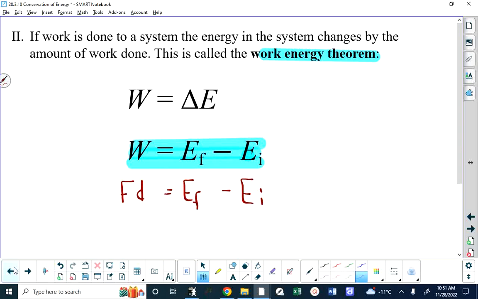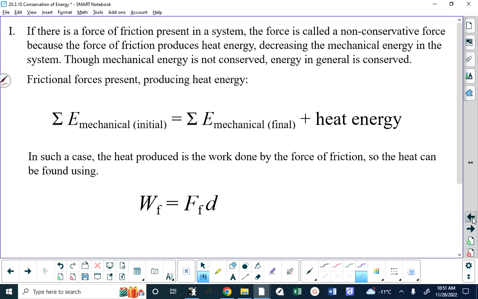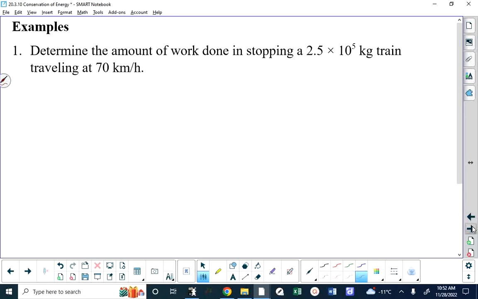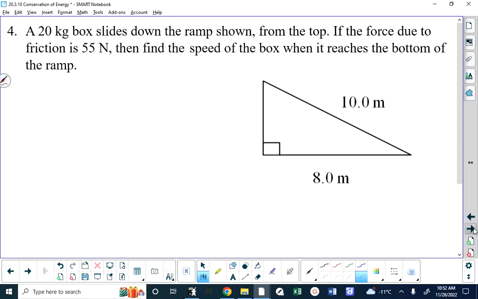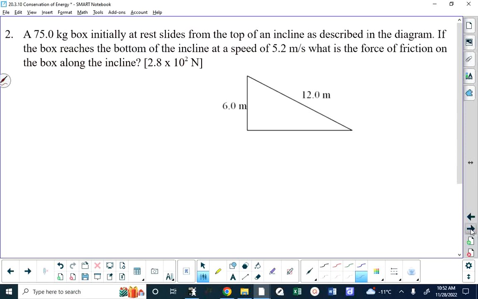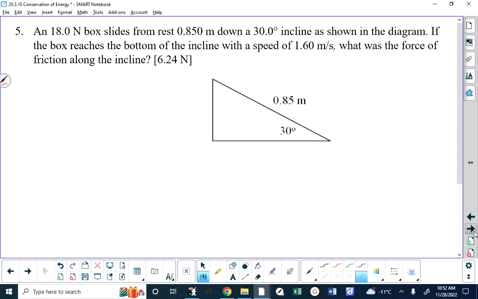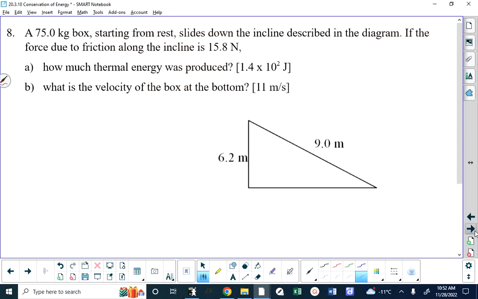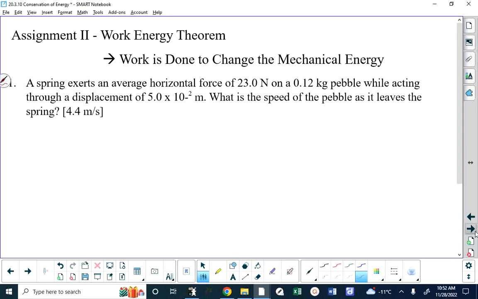And we also talked about what if there is heat? Well, then the mechanical energy before equals the mechanical energy afterwards plus the heat, and the heat can be found using the force of friction times the displacement. So that's where we were, but I told you that since all of the examples we did were applications where work was being done, that you were to work on assignment 2. Is that correct?